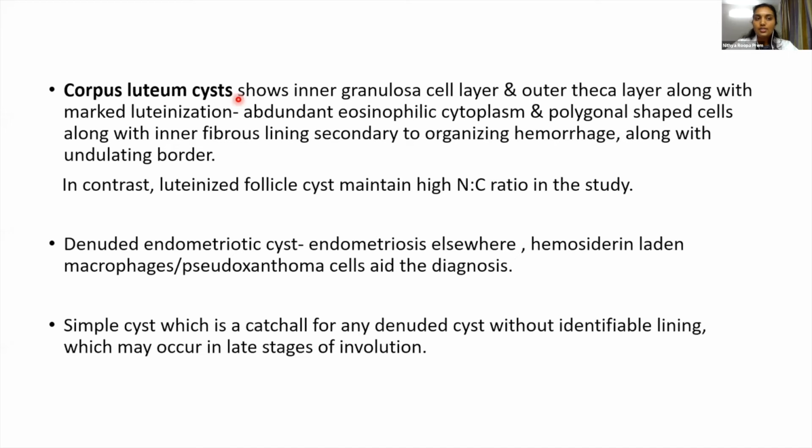The other differential is a benign entity like corpus luteum cyst, which shows an inner granulosa cell layer and outer theca layer, along with marked luteinization, that is abundant eosinophilic cytoplasm and polygonal shaped cells, along with an inner fibrous lining secondary to organizing hemorrhage. Then denuded endometriotic cyst: the diagnosis depends on endometriosis elsewhere, along with hemosiderin-laden macrophages and pseudoxanthoma cells. And also simple cyst, which occurs in the late stages of involution.